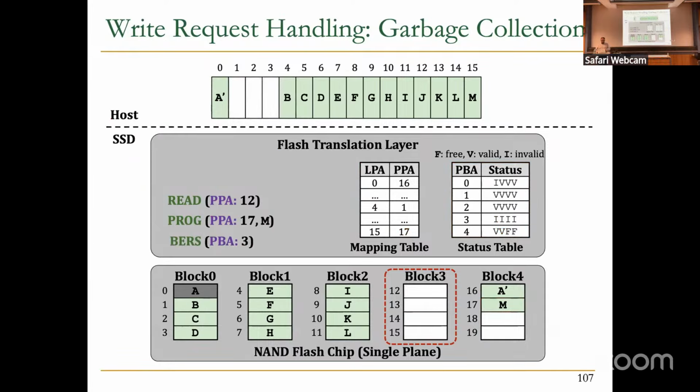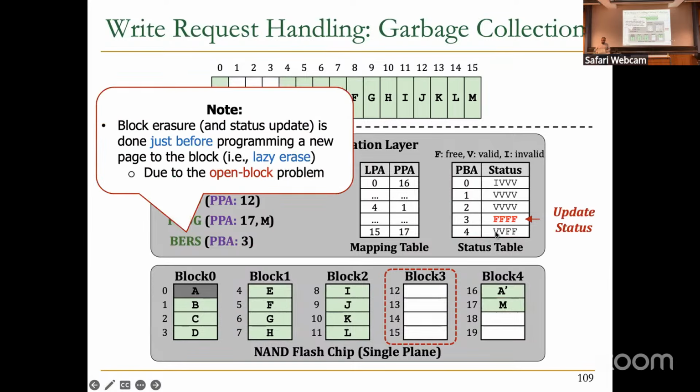And so after that, we can actually erase block 3 and make block 3 all free, which can be used for future writes. Here also we have the procedure which we call lazy erase. When you erase a block, you actually make that block ready to be written. So that's the open block problem again. So we don't immediately erase block 3.